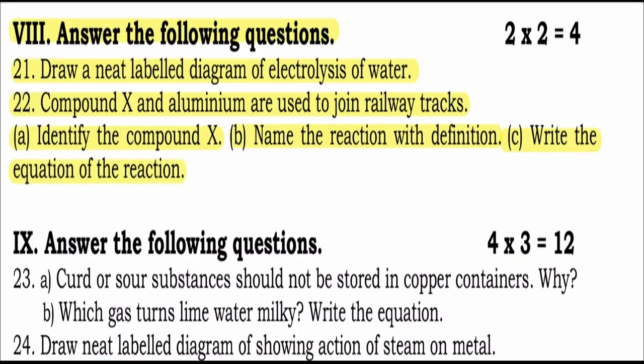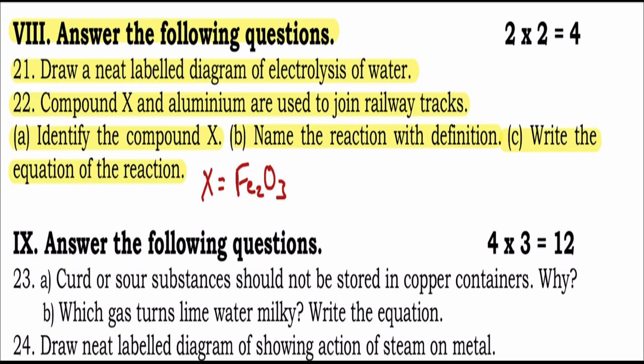The compound used to join the railway tracks with aluminum is iron oxide. Means X is equal to Fe2O3. Okay. Next, name the reaction. This reaction is called thermite reaction. And the definition: it is a type of redox reaction where aluminum reacts with iron oxide to produce aluminum oxide and molten iron.